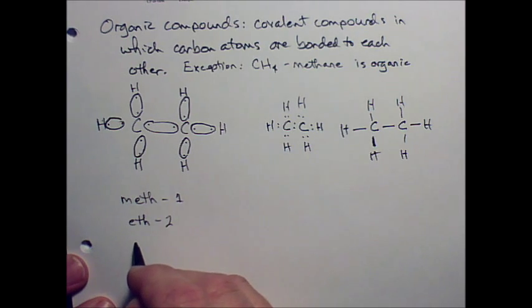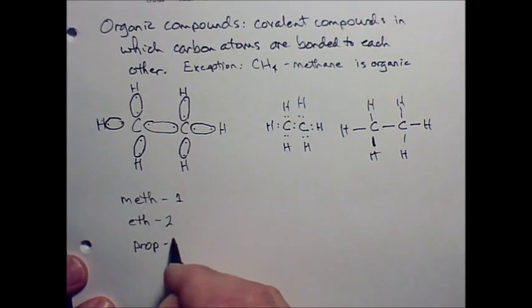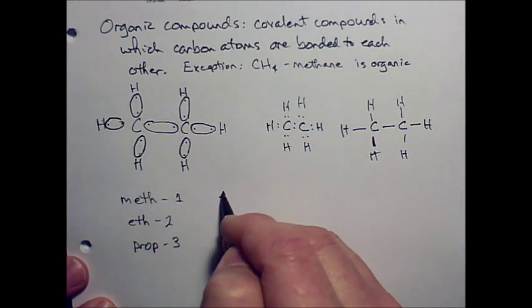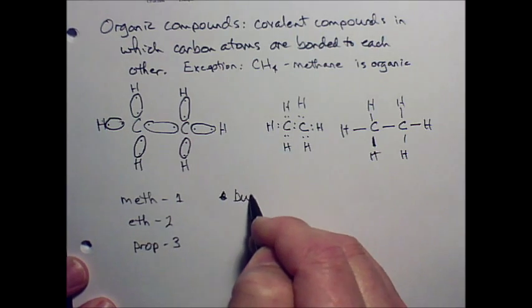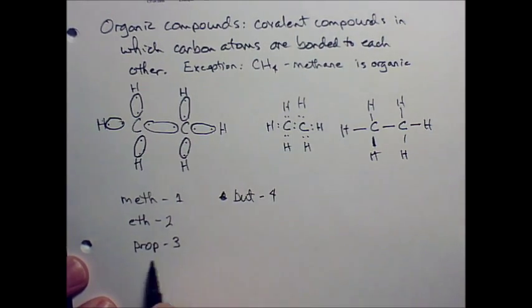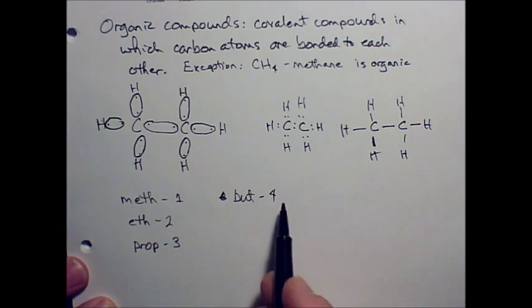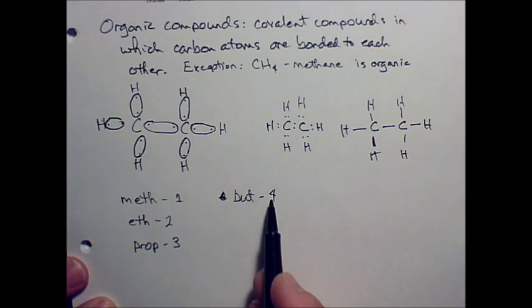And if we have three carbons, that's prop. And four carbons is but. Like propane, and like butane. So this is the stuff you burn on your gas grill, and this is the stuff in the lighter that sets the gas grill on fire.